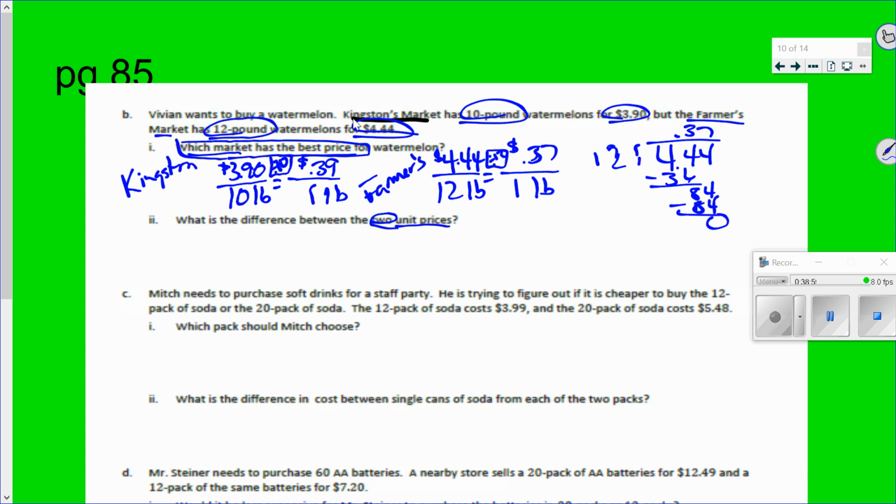So, which market has the best price? 39 cents or 37 cents? 37 cents. Which is which market? The farmers. Okay, so Farmer's Market has the better price.